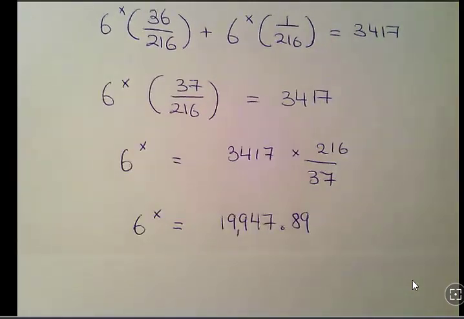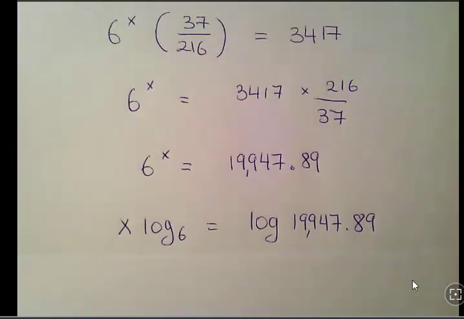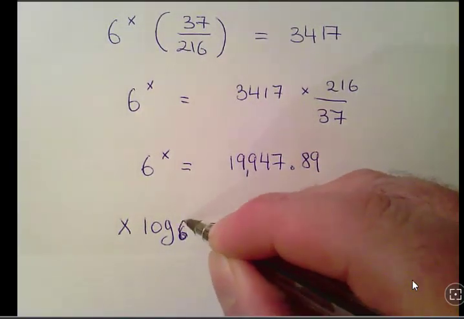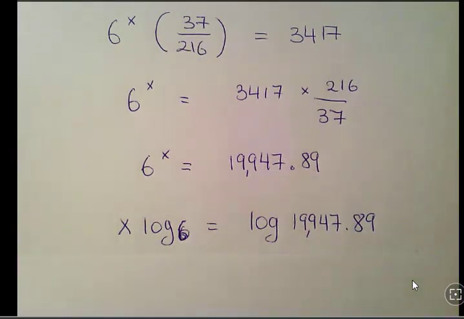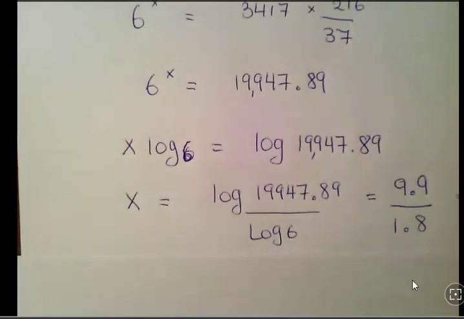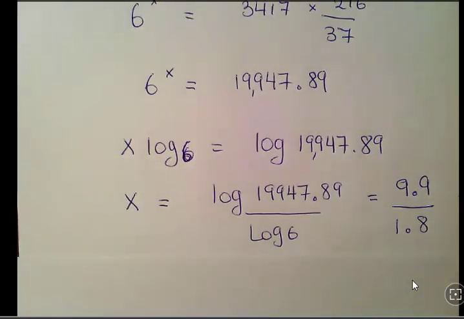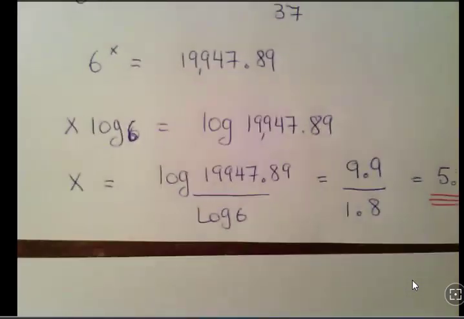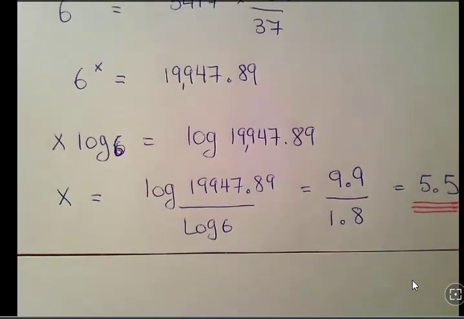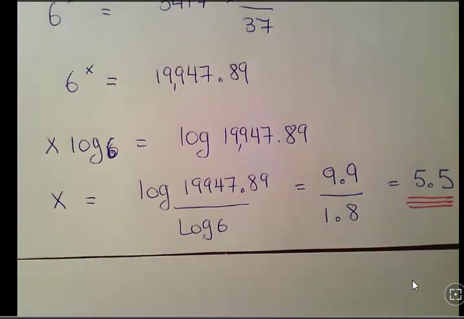19,947.89. So x times log of 6 equals, log of 6, that's not the base 6, I'll make that a little clearer, it's log of 6, and that is equal to the log of 19,947.89. So I'm going to divide it out. Calculate the logs and divide them out. So we get 9.9 divided by 1.8, and that is equal to 5.5.